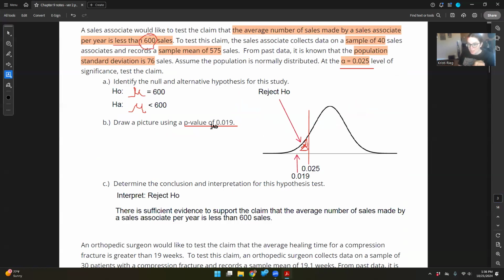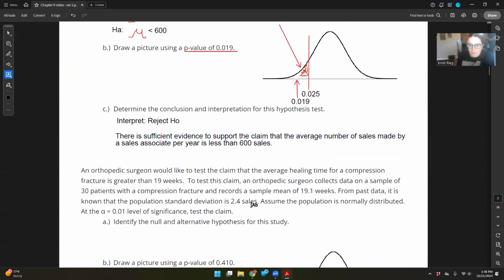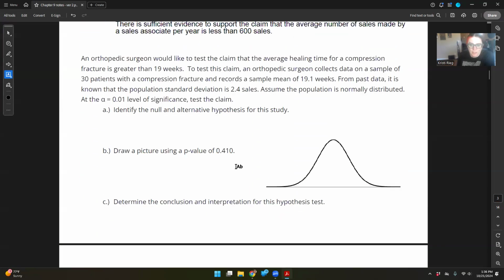Now do you see why I didn't do all these calculations in the middle? Because this is already a lot to take in. Let's practice it again, and then we'll get to the calculation. It'll be a little different because of the type of test. We have an orthopedic surgeon who would like to test the claim that the average healing time for a compression fracture is greater than 19 weeks. It's good to identify the claim for our null and alternative hypotheses in step A, but by the time you get to step C and need to write the conclusion, you may wonder what the claim was again. So I like to identify the claim at the beginning for both those reasons.